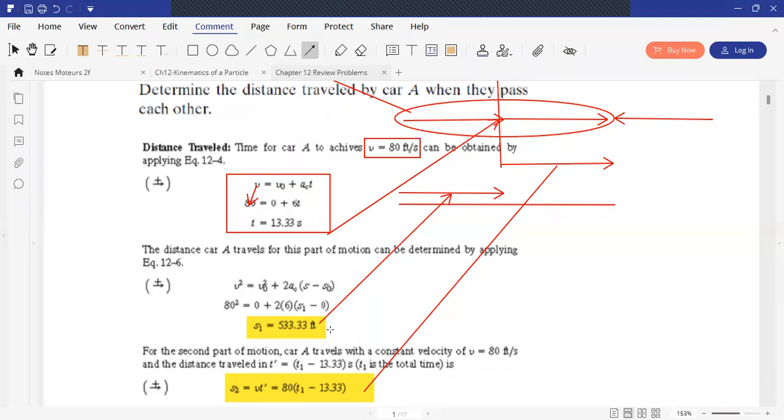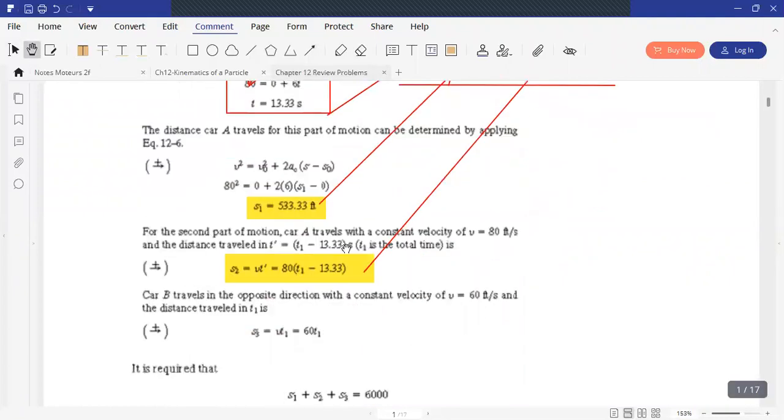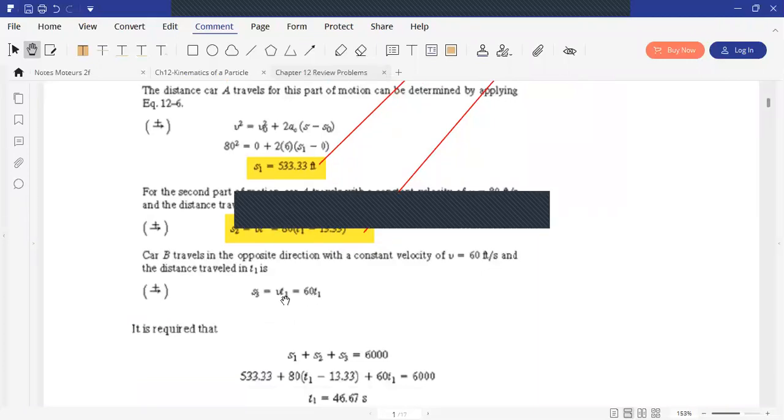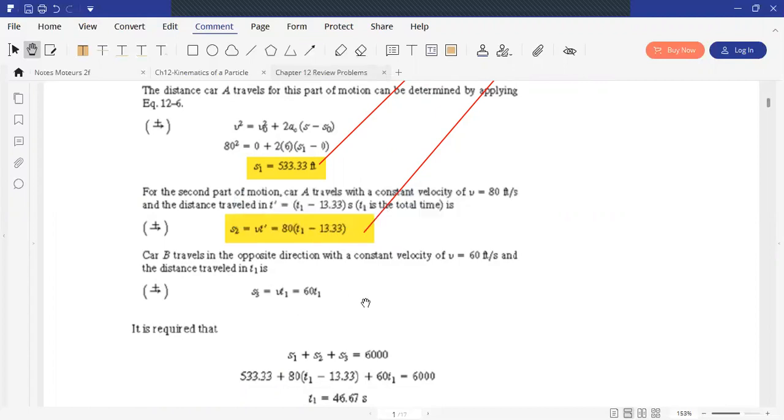Yes. Okay. Now, to continue, we want to find now equation of motion for B. Okay, so for B it is much simpler. For B, the distance traveled by B is equal to what? The velocity of B times t. Okay, for B, we don't have to divide into two phases, because for B, it's moving only at constant velocity from the beginning to end of motion. So we only have one equation for the distance traveled by B, which is 60 times the total time t1.